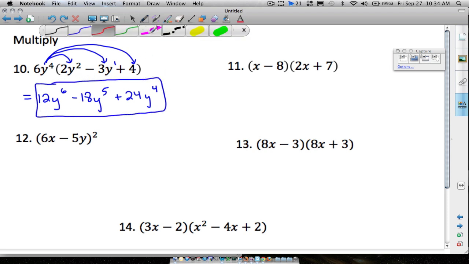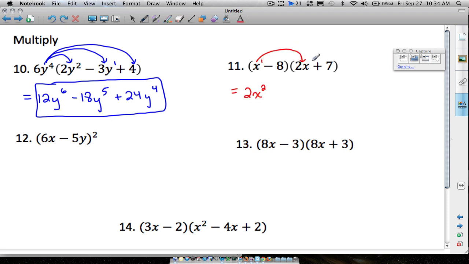All right, some of you might like to use the FOIL method here, or maybe repeated distributive property, however you want to tackle this. X times 2x, that's going to be 2x squared. Again, we're still adding those exponents because they both have 1s. Then x times 7, that's going to be plus 7x. Now let's come back and do the same thing with the negative 8. Negative 8 times 2x, that's minus 16x. And then negative 8 times 7, that's negative 56.